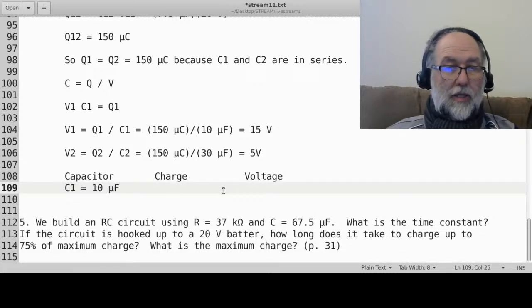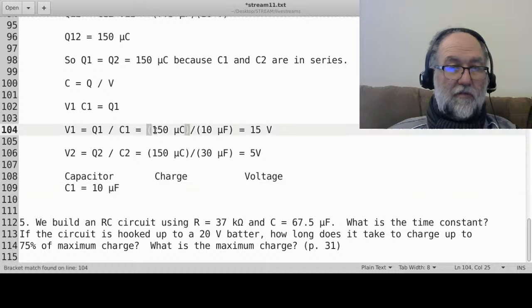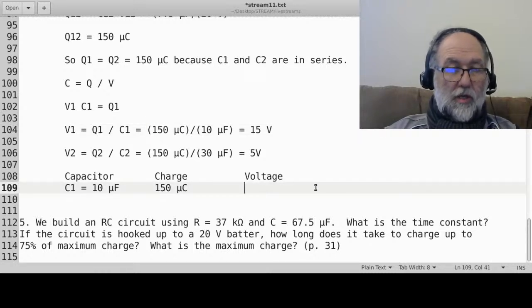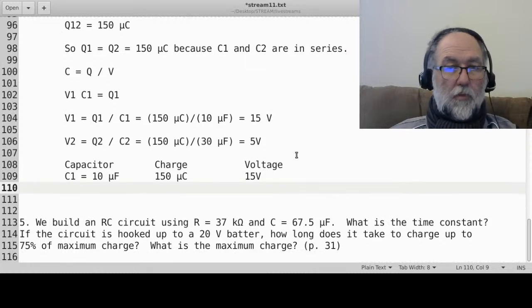Okay, and the charge across it was 150 microcoulombs, and the voltage drop across it was 15 volts, like that.